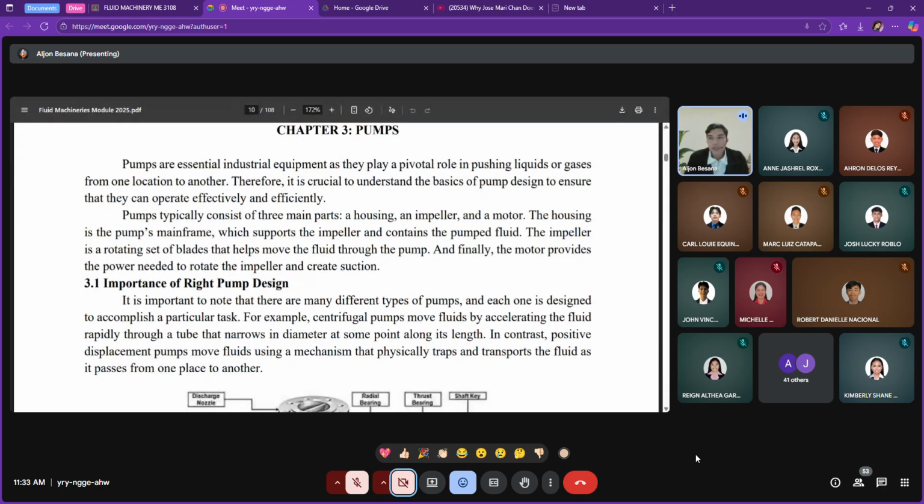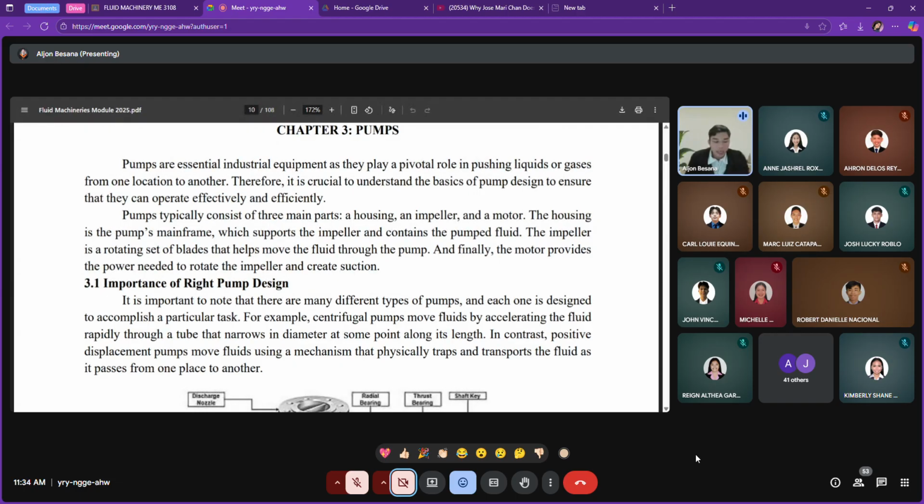So the housing is the pump's main frame which supports the impeller, then contains the pump fluid. The impeller, yun yung ating rotating motor na kahapon tinawag natin bilang rotor po, no? Helps move the fluid through the pump, and finally the motor that provides the power needed to rotate the impeller and create suction. Ito naman po si motor, siya yung nagbibigay ng rotational motion or rotational energy papunta dun sa ating impeller or yung ating rotor, kasi propeller pag axial naman yung pinag-uusapan natin.